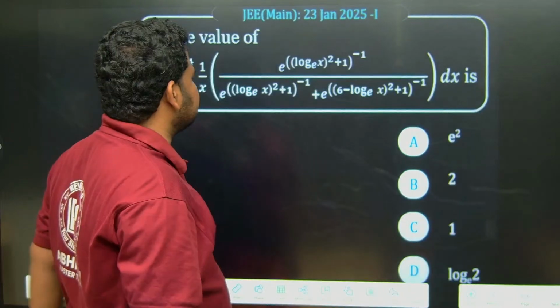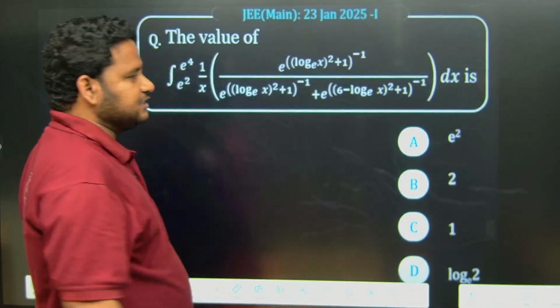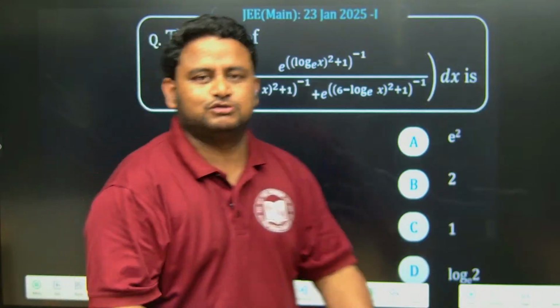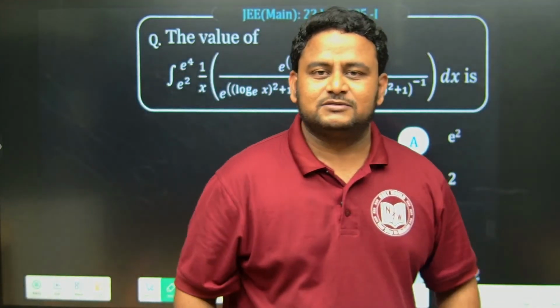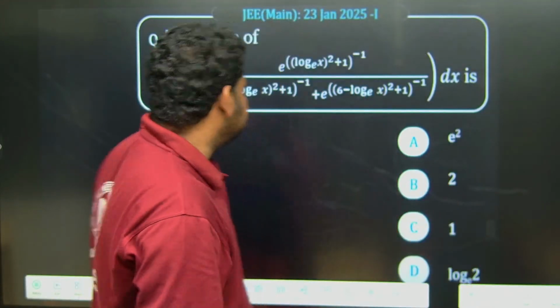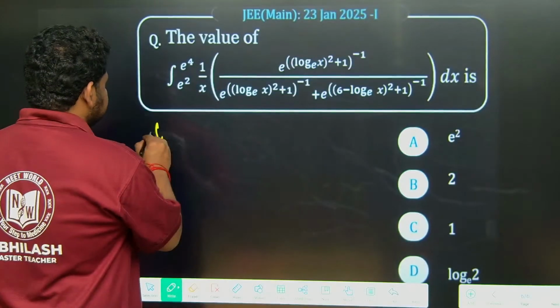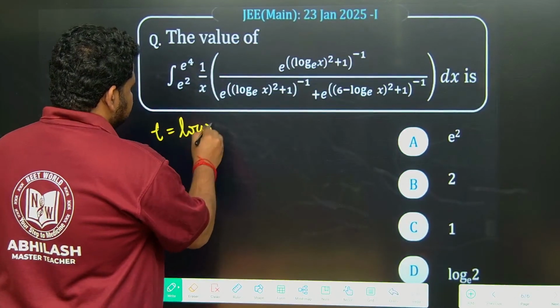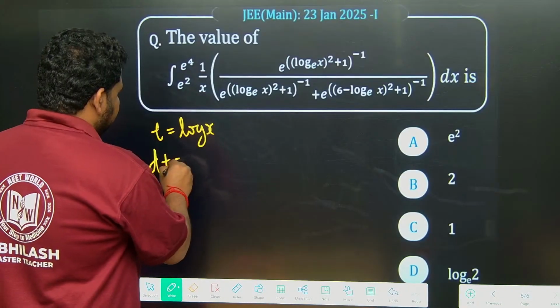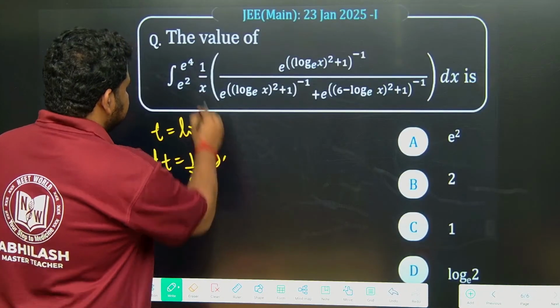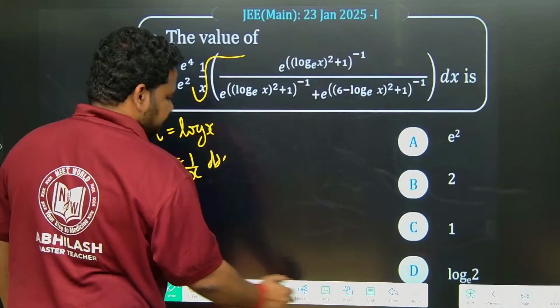Now everywhere log x is there, here 1 by x is also there, so log x is telling us to substitute. So why should we not substitute? Let us take t is equal to log x. So this implies dt will become 1 by x dx. So this 1 by x dx is nothing but dt.